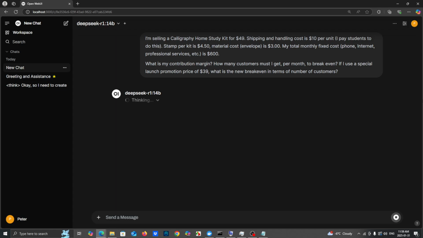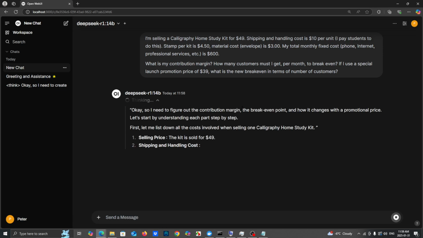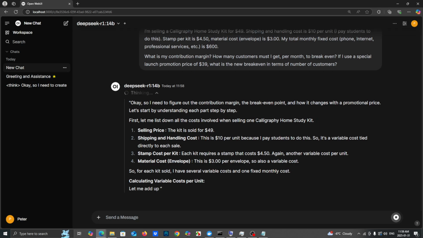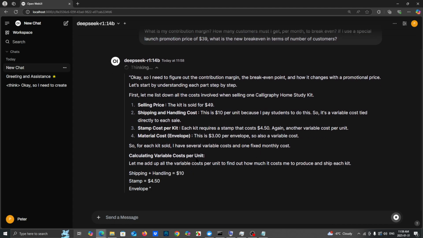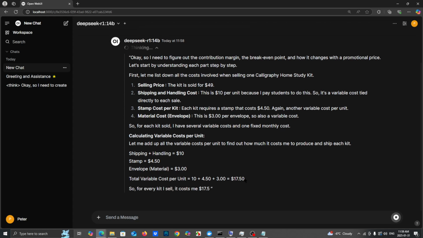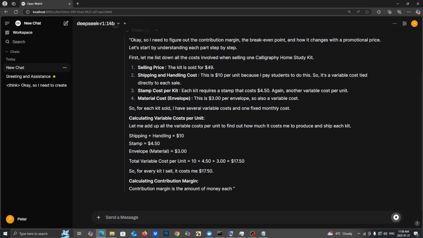All right, so it's thinking. And if I click on it, I can see contribution, break even, selling price. So it's really organizing the information, which is good. Okay, material cost. So it's supposed to add $10 to $4.50 to $3, which comes down to $17.50. Okay, the variable cost, that's good. I didn't mention variable, by the way. And it calculates correctly that it's $17.50. So that's the unit cost.